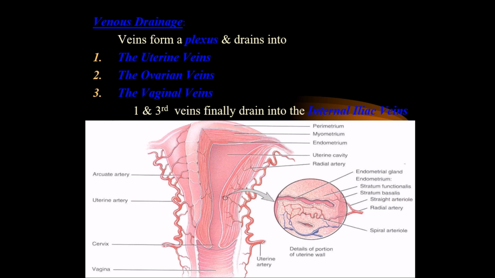The ovarian vein has a very typical nature. It is different on the right and left side. On the right side, it will be draining into the inferior vena cava directly, and on the left side it will be draining into the left renal vein, and from there into the inferior vena cava. So that is the typical nature of the ovarian vein, just like the testicular vein itself. Apart from that, the uterine vein and the vaginal vein will be directly draining into the internal iliac vein. So this is about the venous drainage.